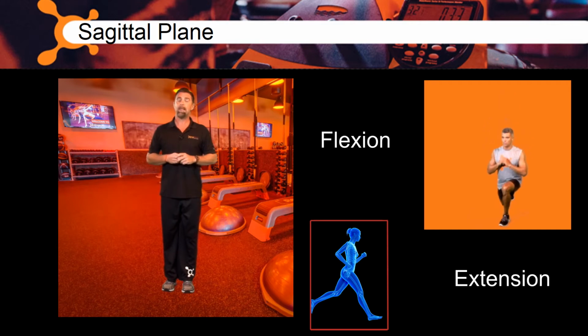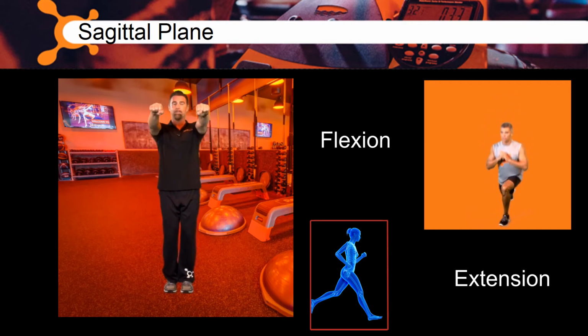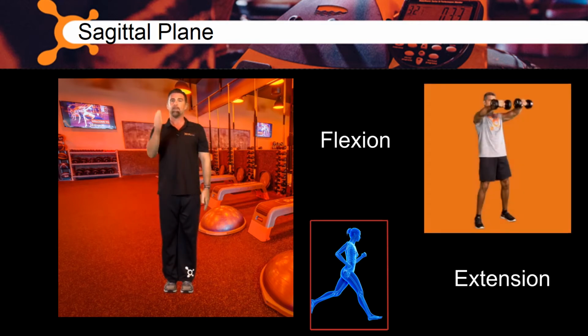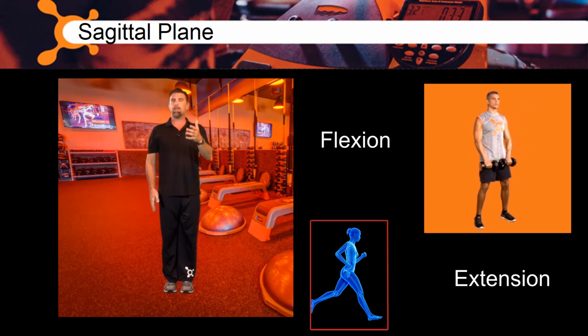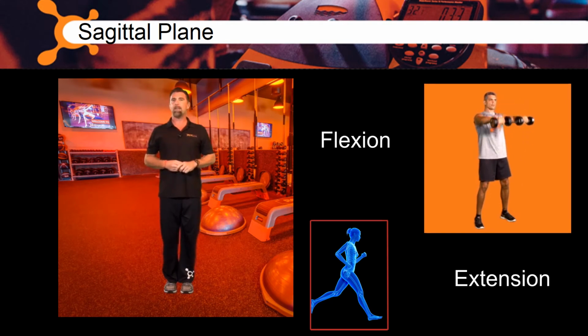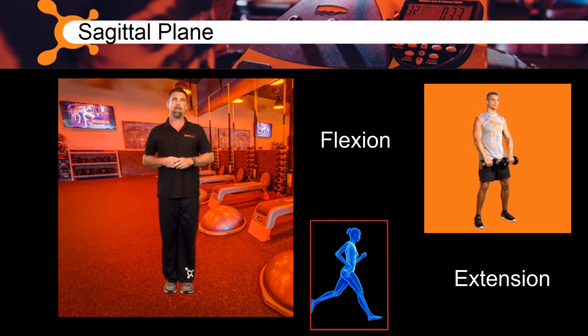Another one would simply be a front raise. Shoulder flexion and extension. So these are just a few examples of the sagittal plane, with the primary joint motions being flexion and extension all the way from the head all the way down to the ankles.